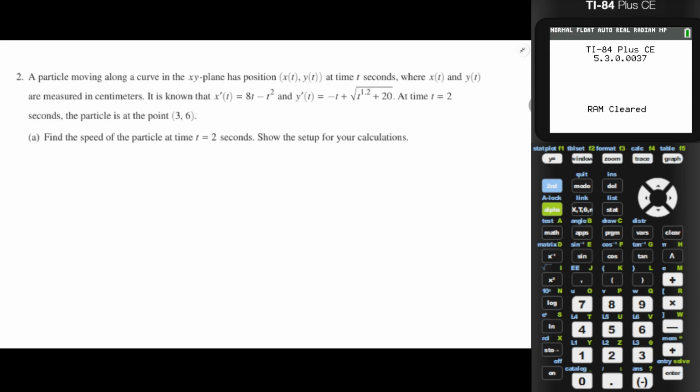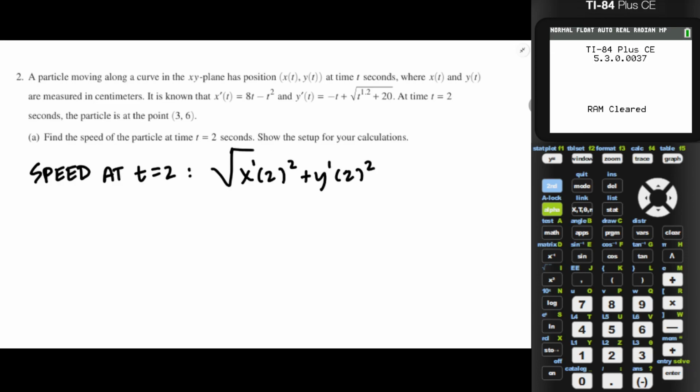Speed of the particle at time t equals 2. We got to know our formula. Okay, so speed at t equals 2 is going to be the square root of x prime of 2 squared plus y prime of 2 squared. All right, and so I need to probably plug x prime and y prime into my calculator.